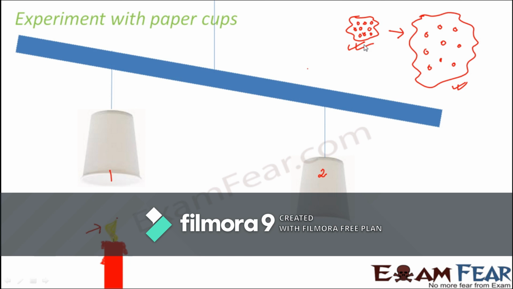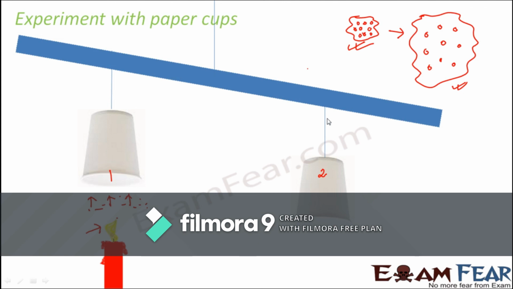The same thing happens here, and the same thing happens with air as well. When we heat up air, it expands. And when air expands, it becomes lighter. And when it becomes lighter, it tends to rise up. That's what happened here. The air present here was heated up, it expanded, it became lighter, and that's why it went up. As it rose up, it pushed cup 1 also in the upward direction, and as a result the entire balance got disturbed.